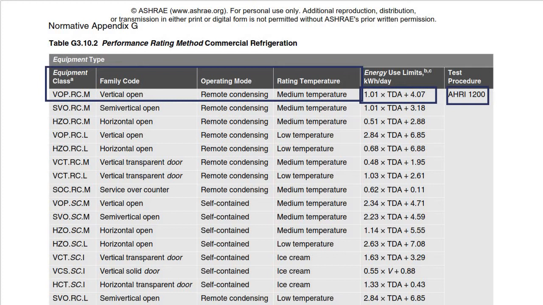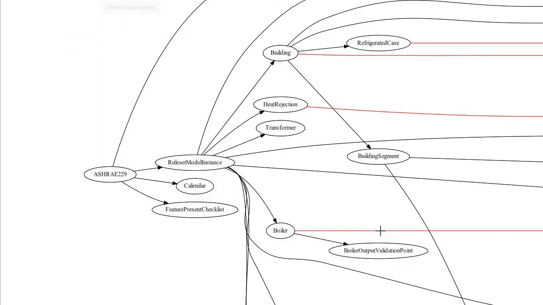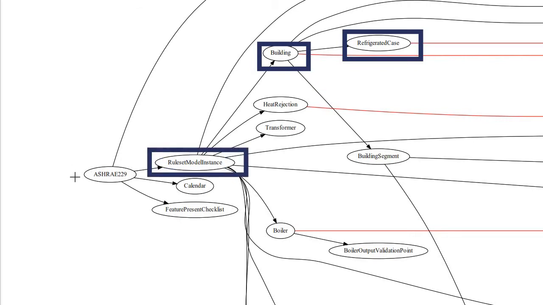Remember that the schema is intended to aid in validating that the transformation between users' models and baseline model is done correctly, and is not intended to be a universal model of everything that can appear in a building or be modeled by a simulation program. So let me show you how it's connected up with other parts. So here is the refrigerated case data group. It's a child of the building data group, which is under the rule set model instance and ultimately the root item ASHRAE 229.